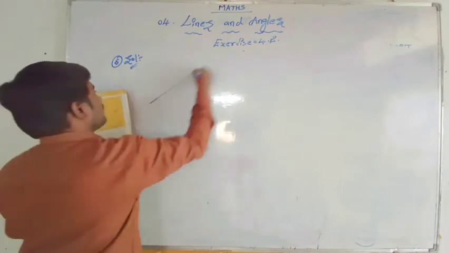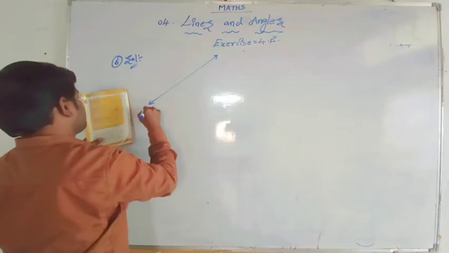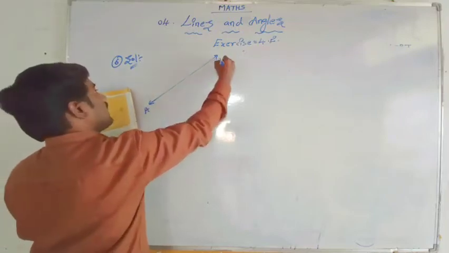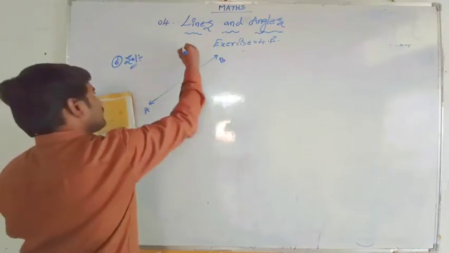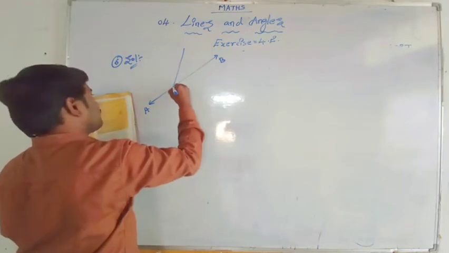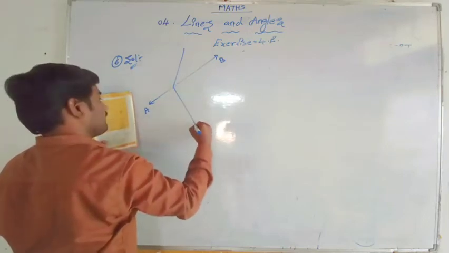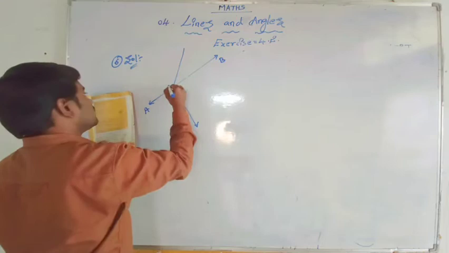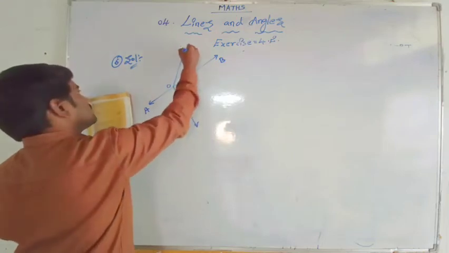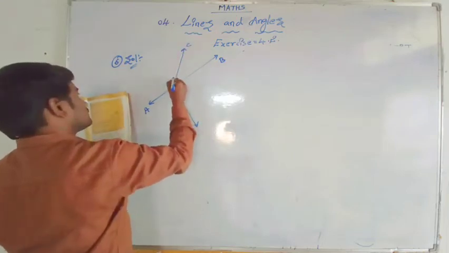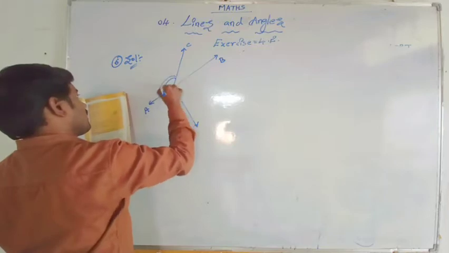Sixth one. Here A and B. Here it is O. Here it is C.